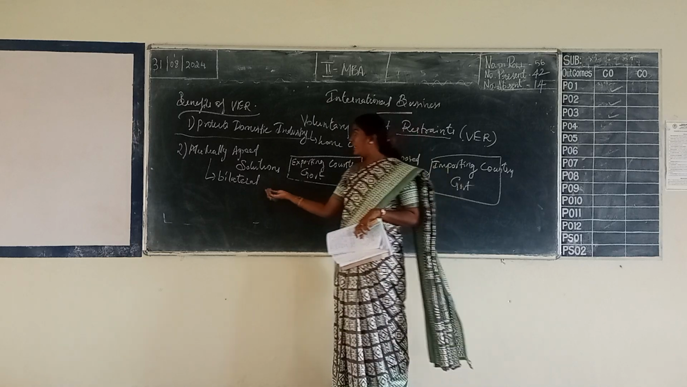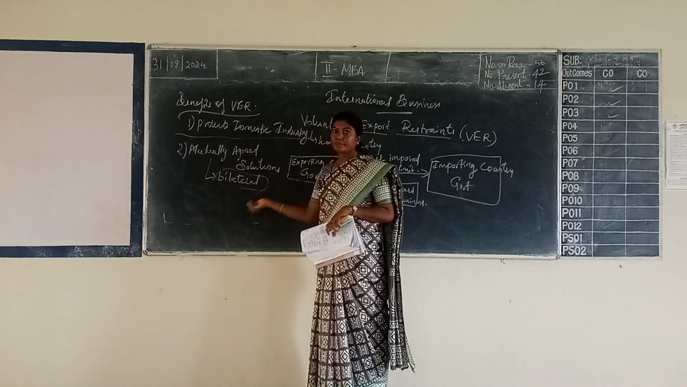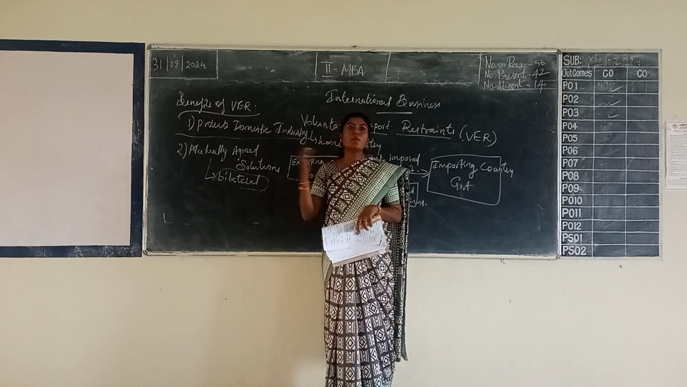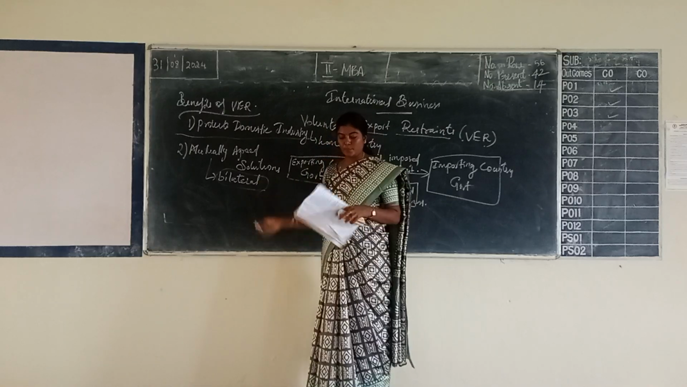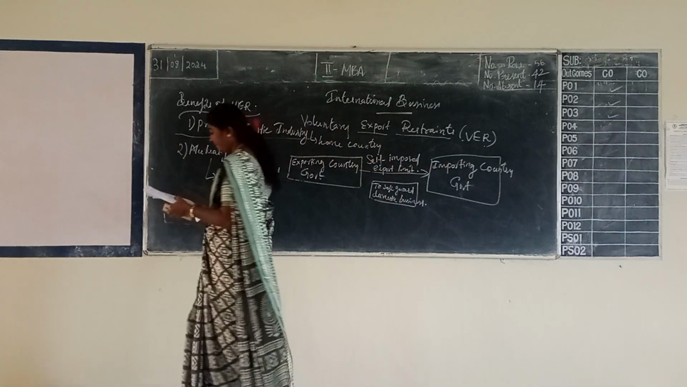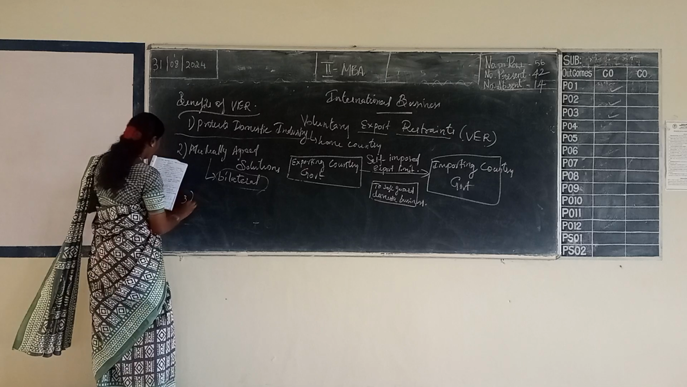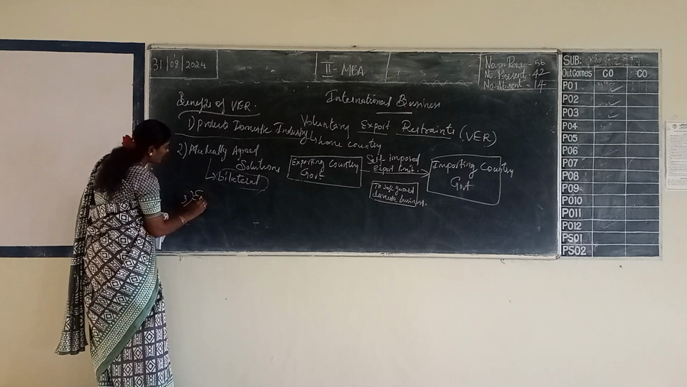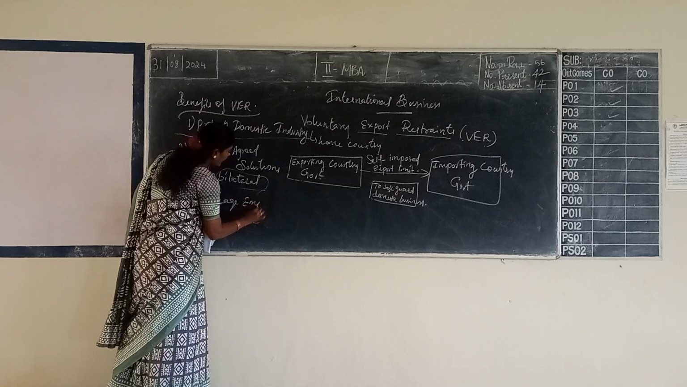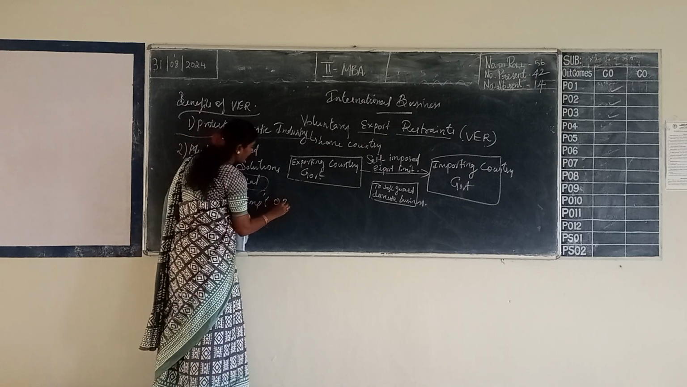What is the meaning of bilateral? Bi means two. So two countries. Okay, bi means two. The next, third one, encourage employment opportunities.